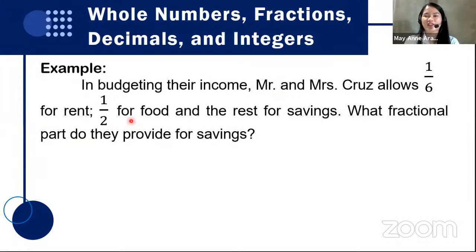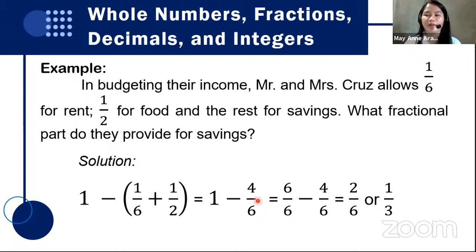Okay, for this question, since you're asked to solve for the fractional part Mr. and Mrs. Cruz provide for savings, just get the sum of 1/6 and 1/2, then subtract it from the whole part, which is equal to 1. So we have here 1 minus the sum of 1/6 and 1/2. Just add to get the LCD again. LCD is 6. So 6 divided by 6 is 1 times 1, you have 1. And 6 divided by 2 is 3 times 1 is 3. 1 plus 3 is 4.